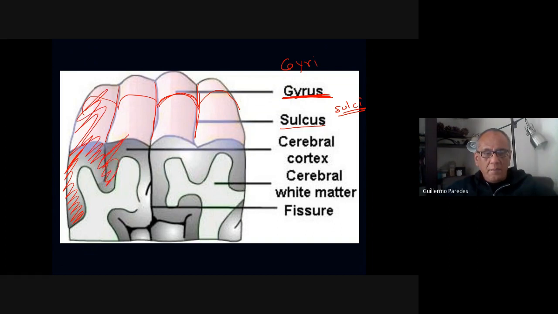Now if you see here in this image, you see this area, all this dark structure. This dark structure is going to be called the cerebral cortex or gray matter. And below that, we have the white matter. Why? Because it's white, the white matter.